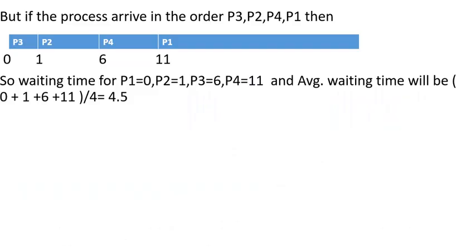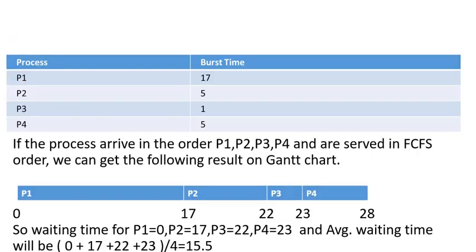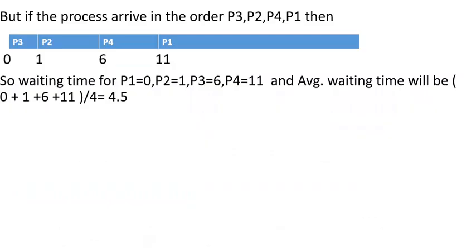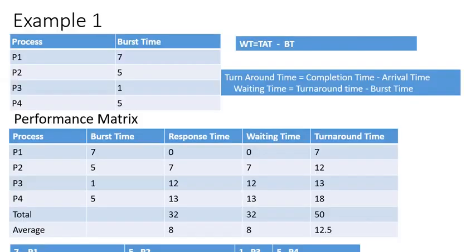Now what is the waiting time? It is something like this. For P3 it is 0, for P2 it is 1, for P4 it is 6, and for P1 it is 11. Right? And if you take the average of that, it will be 4.5. In the previous example the average waiting time is 15.5, but over here the average is 4.5. So you can say there is a considerable reduction in the total average waiting time. Okay, now we'll see the second example.